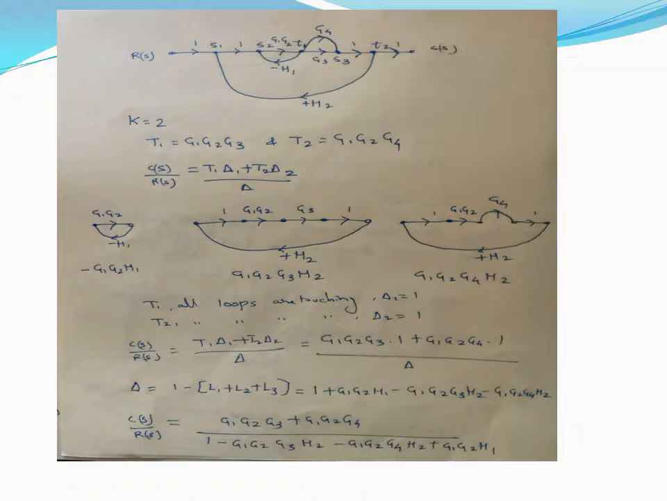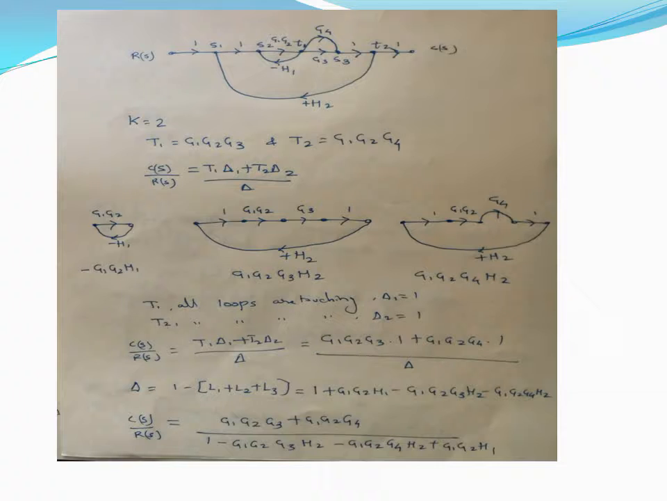So we have G1, G2 minus H1 as one loop. Second is S1, S2, T1, T2 via S3, so the second loop is G1 into G2 into G3 into plus H2. Another loop is starting from S1, S2 going to G4 and then coming back. So it becomes G1, G2, G4, H2. So these are the three loops.